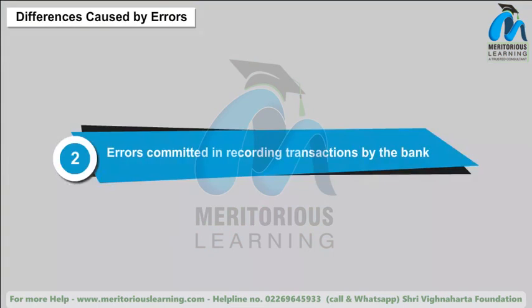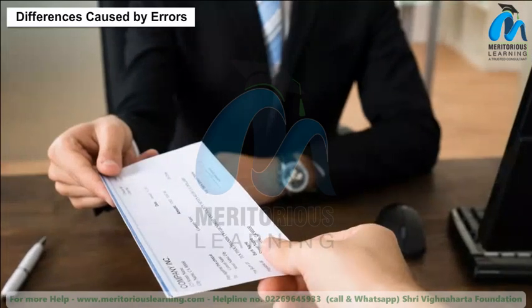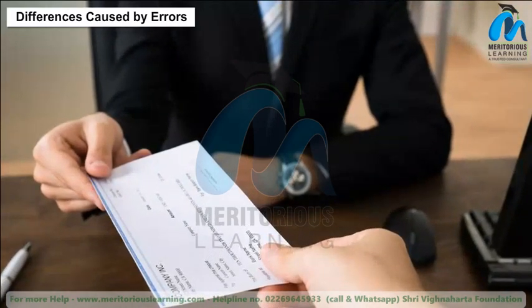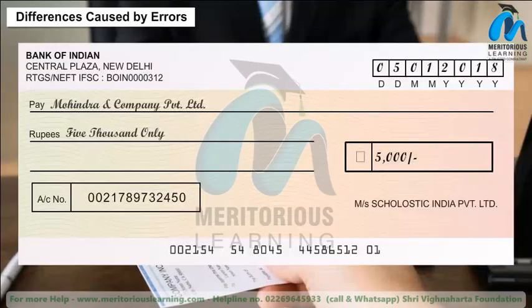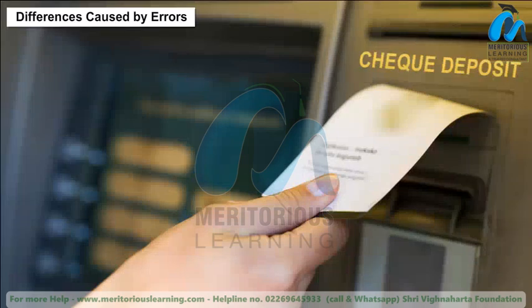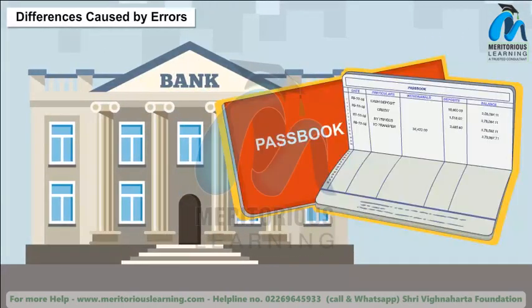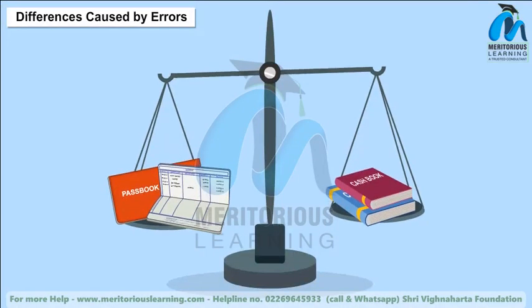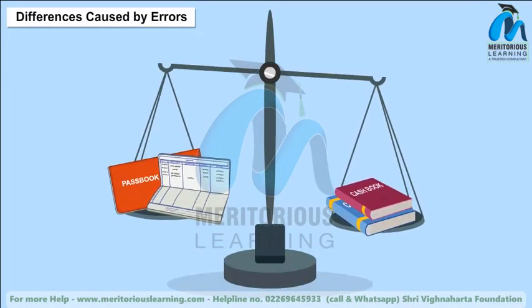2. Errors committed in recording transactions by the bank. Any omission or wrong recording of the transactions related to checks issued, checks deposited, wrong totaling, etc. committed by the bank in the passbook will create an imbalance between the bank passbook and the firm's cash book.